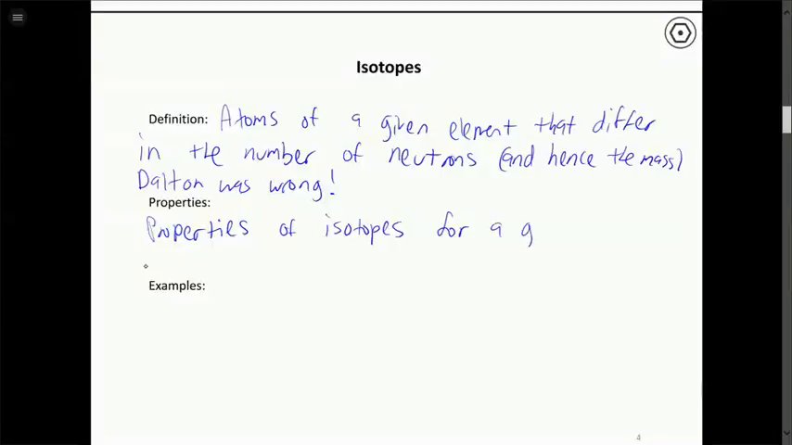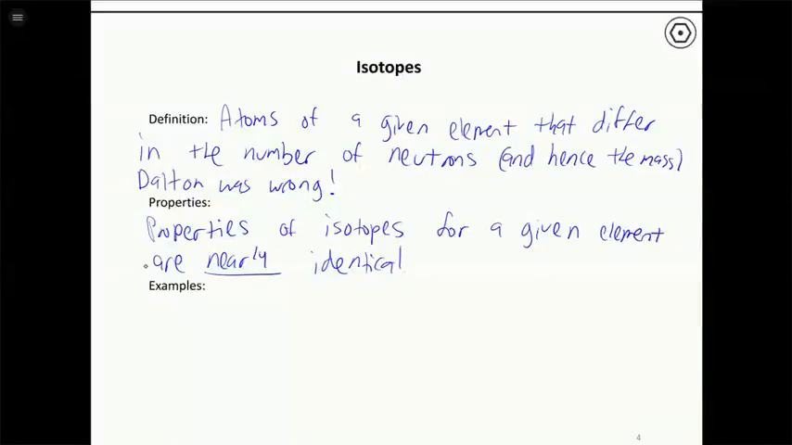Okay, but we now know that isotopes can exist for elements. The properties of isotopes for a given element are nearly identical. Most naturally occurring elements, those we use to make all the materials in our daily life, will mostly have multiple isotopes present at one time. There are very few elements that have only a single isotope. But the properties are very similar for them.